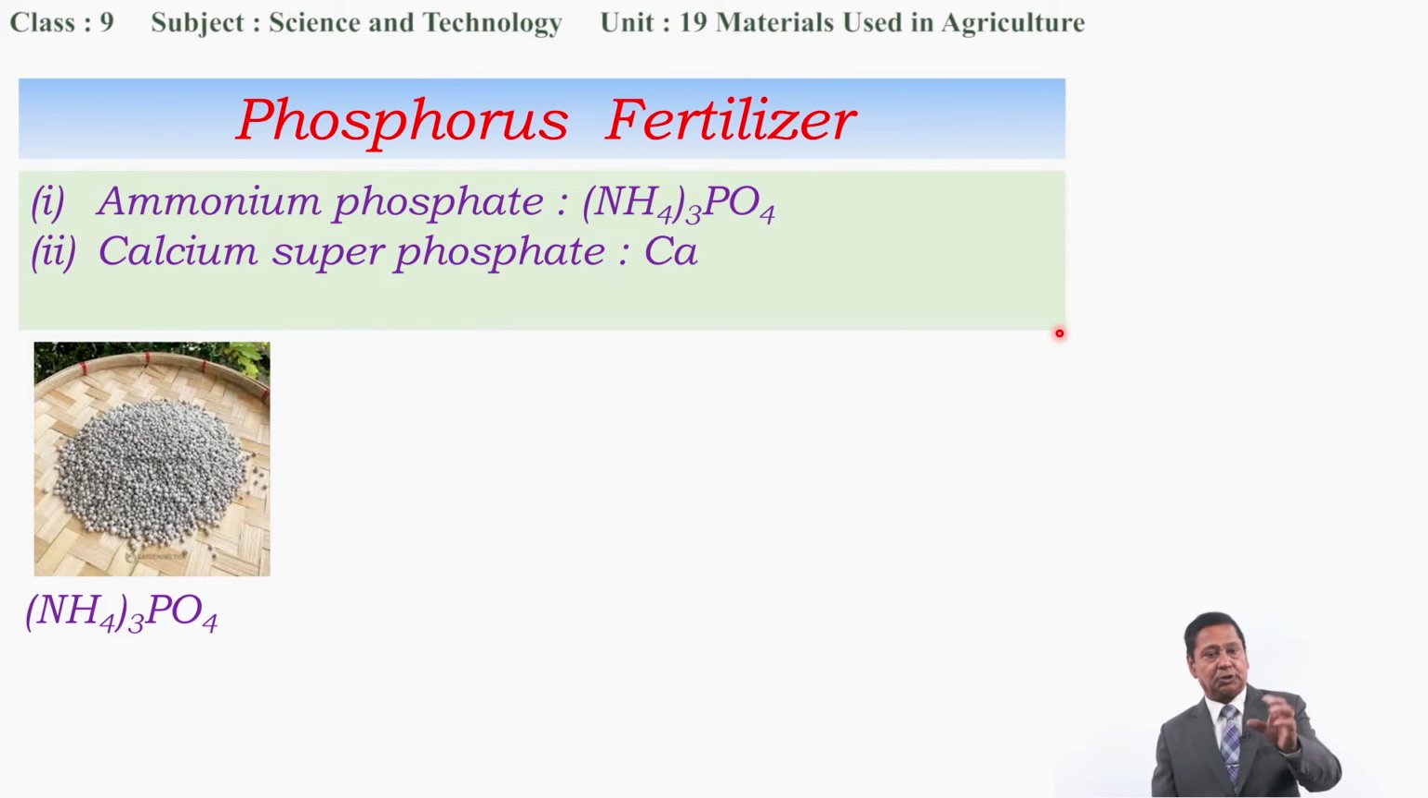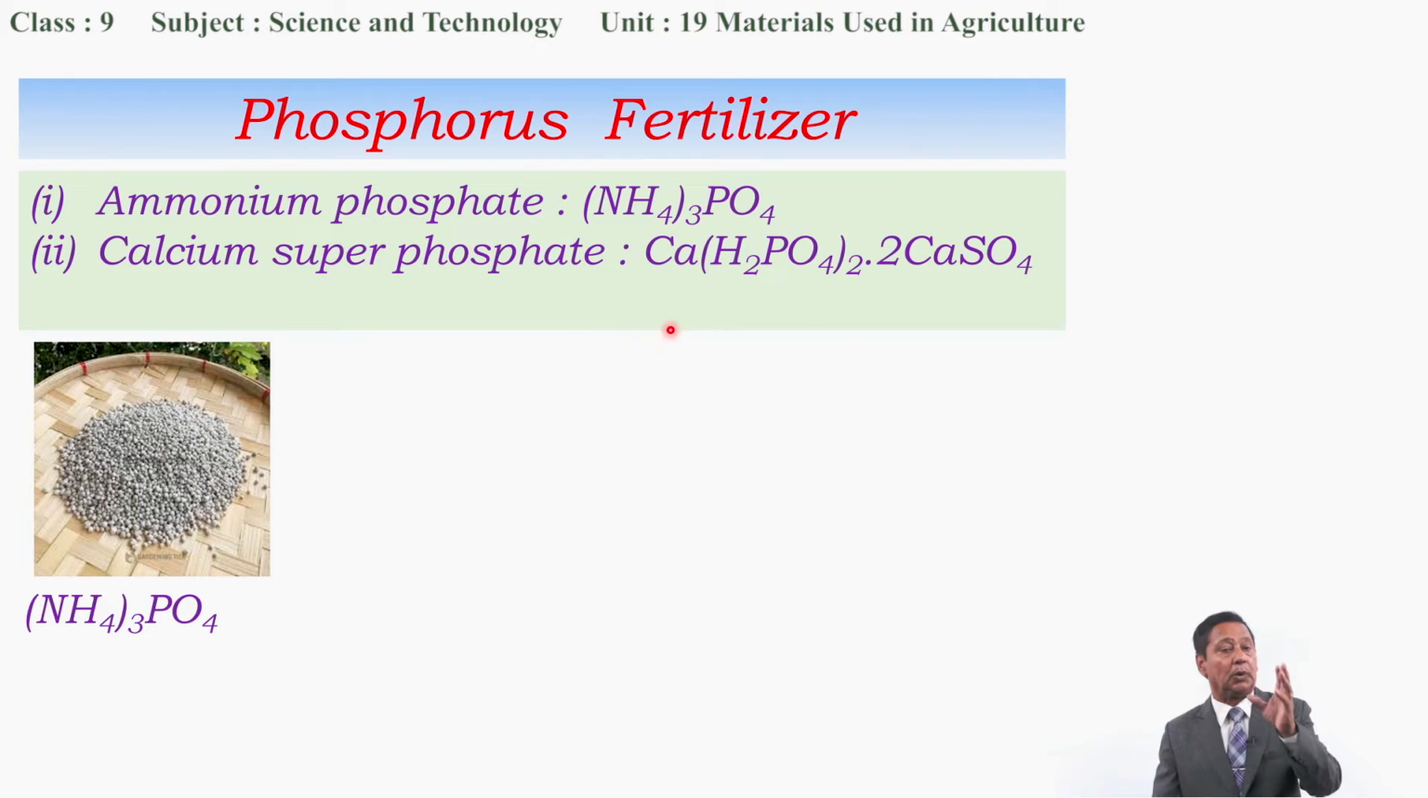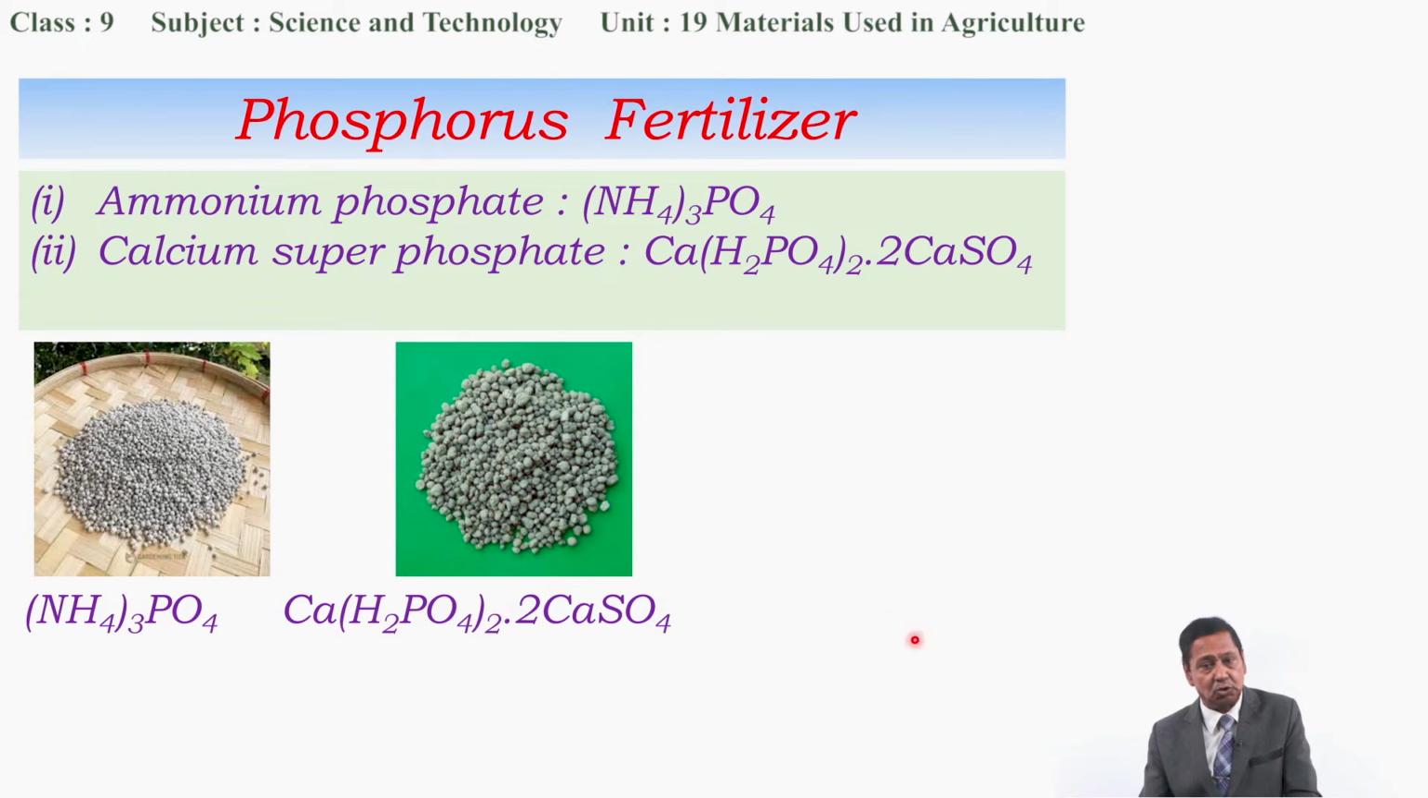This is another phosphorus fertilizer, calcium superphosphate. Looking at this name, we cannot understand what element it contains and which radical is present over there. That cannot be understood. That's why we have to remember its molecular formula directly. Calcium superphosphate, Ca(H2PO4)2 dot 2 calcium sulfate, CaSO4. Two molecule of calcium sulfate is attached with this compound, and this is called calcium superphosphate, and it appears like this. This is the calcium superphosphate.